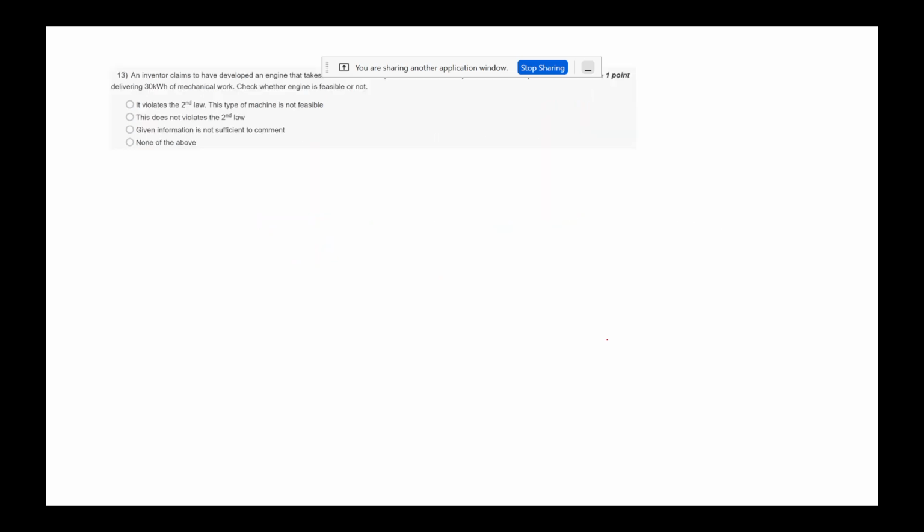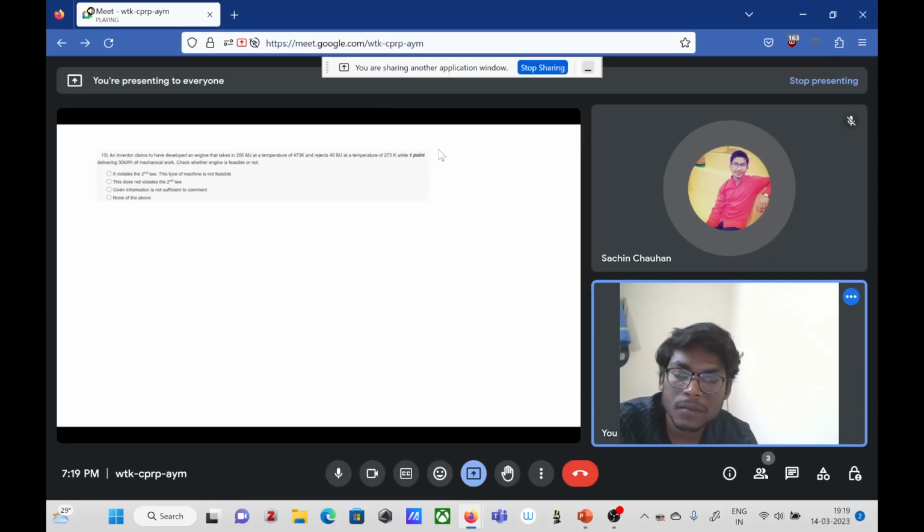Now question 13 says, a smart inventor claims to have developed an engine that takes in 200 megajoule at a temperature of 473 Kelvin and rejects 40 megajoule at a temperature of 273 Kelvin while delivering 30 kilowatt hour of mechanical work. Check whether the engine is feasible or not.